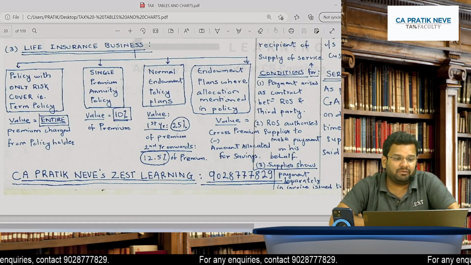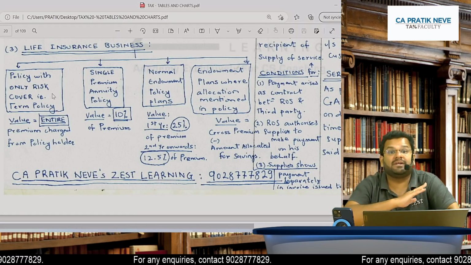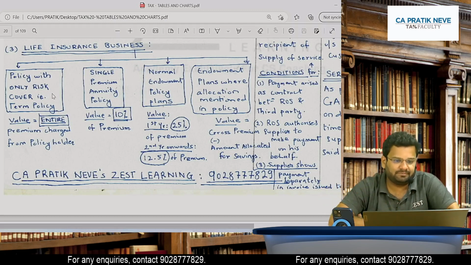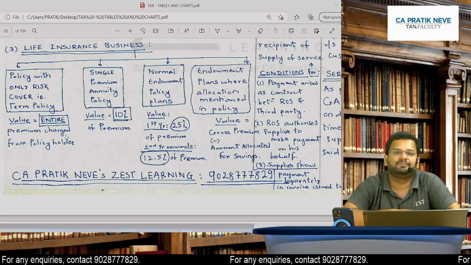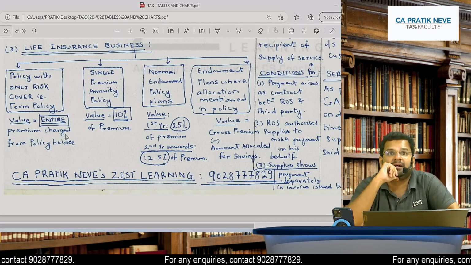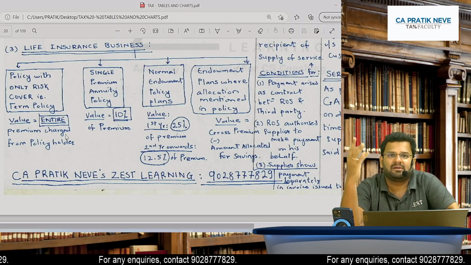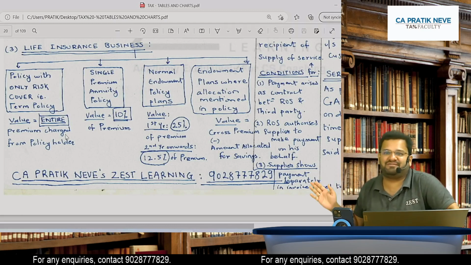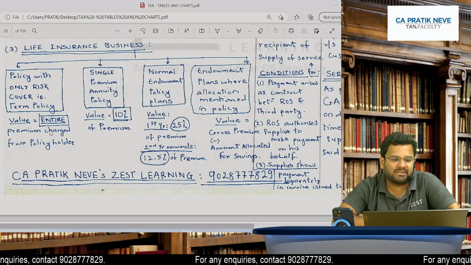If it is a policy with only risk cover, that is a term policy. You all know that in case of a term policy, the entire premium charged from the policyholder will be the value, isn't it? Meaning, you are just taking a term policy, okay? 100% of the premium which you pay goes towards securing your life. So in that case, the entire premium is equal to assessable value.